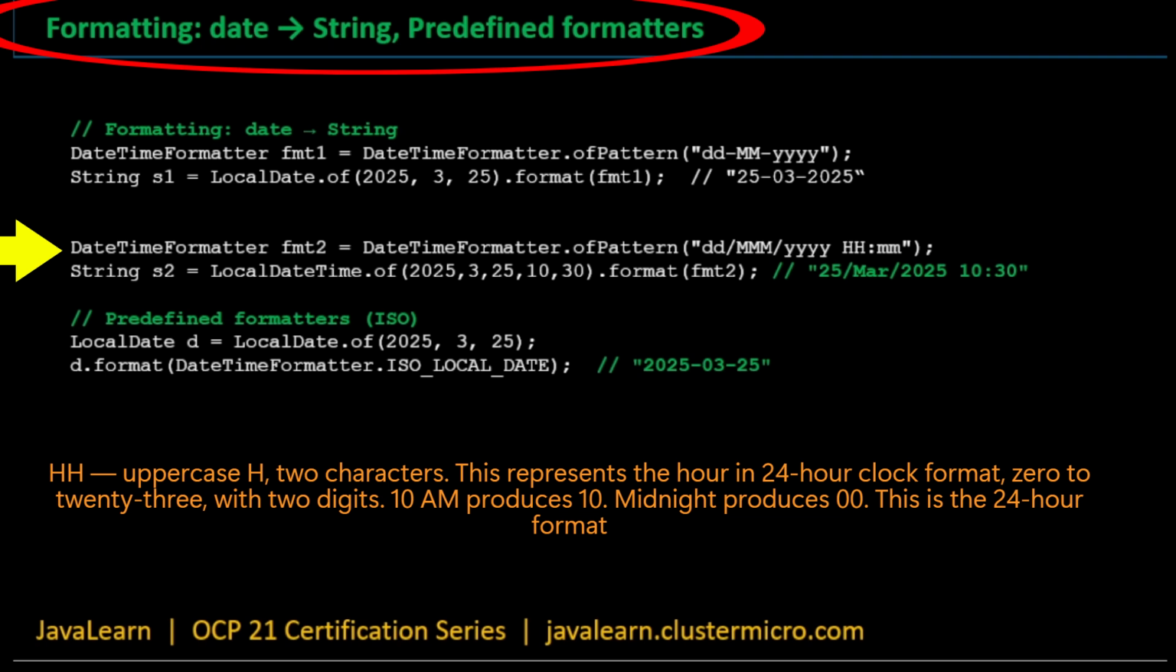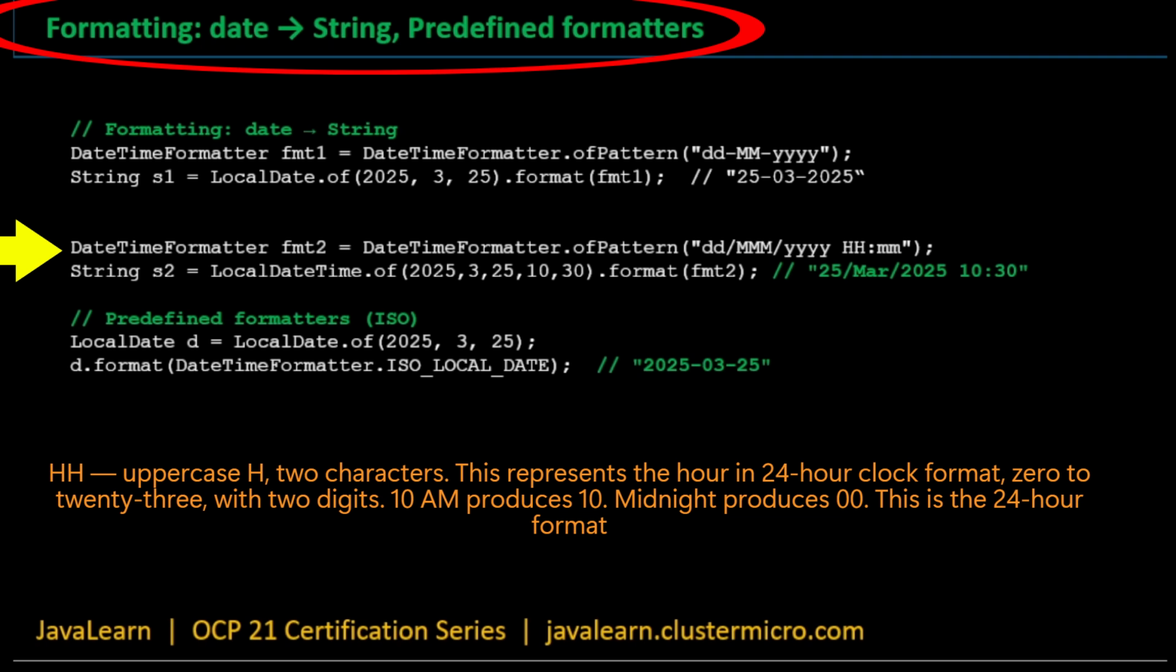Okay, and then we have LocalDateTime.of(2025, 3, 25, 10, 30).format(FMT2). So we are formatting a local date time here, not a local date, because this pattern includes a time component, HH:mm. A local date has no hour or minute field. So using a time pattern on a local date would cause a DateTimeException at runtime. So always match the pattern to the type of object you are formatting.